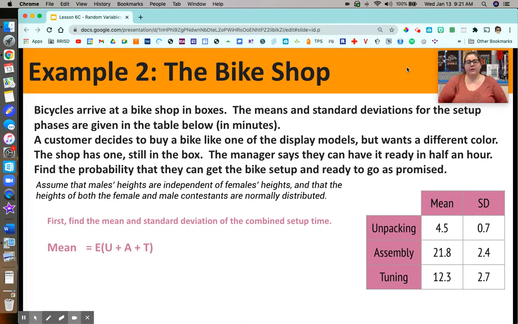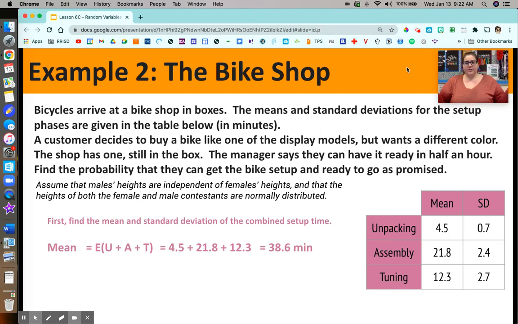So for the mean, or the expected value of unpacking plus assembly plus tuning. Remember, expected value always does what you expect it to, so I'm literally just going to add the 3 means and get 38.6 minutes. Easy cheesy.